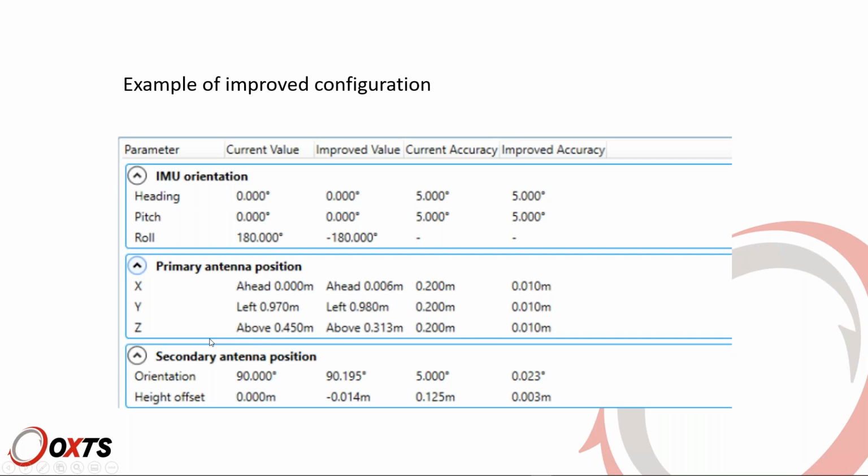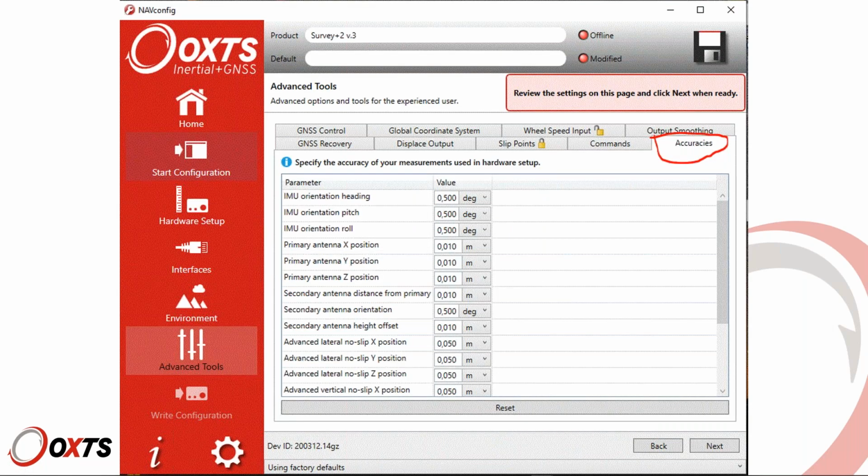You can see that on the Z lever arm, it had quite a correction from 45 to 31 centimeters. And if you look at the accuracies, they are down from 20 to 1 centimeter. Also the orientation and the height offset between antennas. So not the distance, but orientation and height offset, they are corrected by the system through the warm-up procedure. If you are doing that manually, tightening the accuracies manually, you do it in the Advanced Tools, Accuracies tab of NAVconfig.